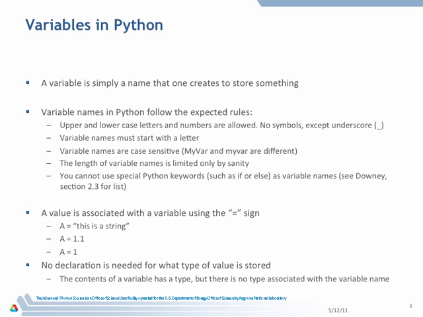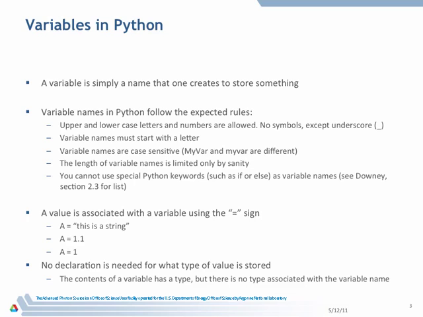Okay, variables in Python are a little different than variables in other languages. Was there a question there? No. Okay. So, a variable should be thought of as a place to reference some data object.